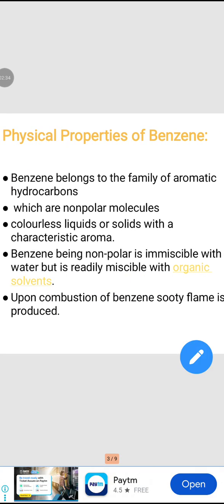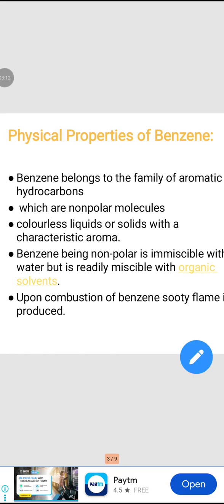Next, physical properties of benzene. Benzene belongs to the family of aromatic hydrocarbons, which are non-polar molecules. It is a colorless liquid or solid with a characteristic aroma. Benzene, being non-polar, is immiscible with water. It does not dissolve in water but is readily miscible with organic solvents, for example ethanol, carbon tetrachloride, and so on. Upon combustion of benzene, a sooty flame is produced. So these are the physical properties of benzene.